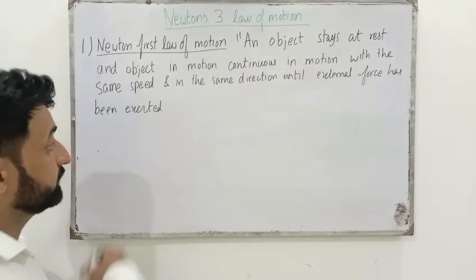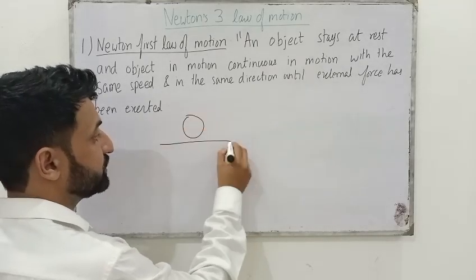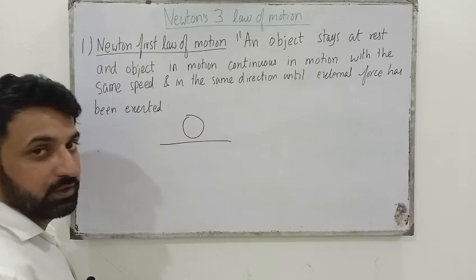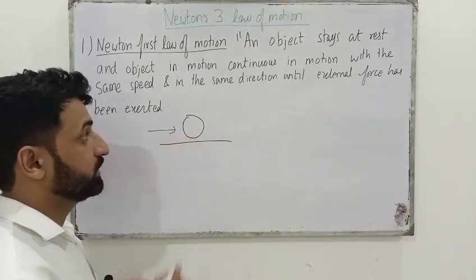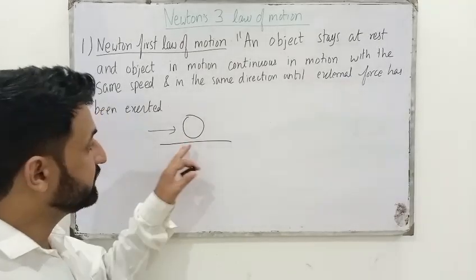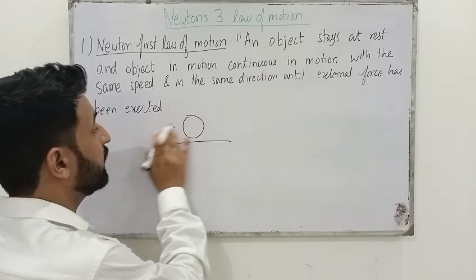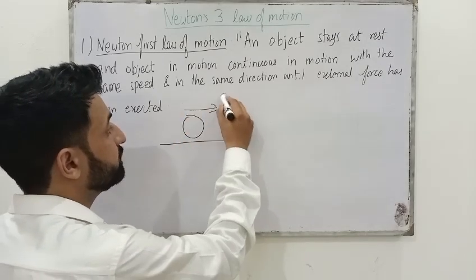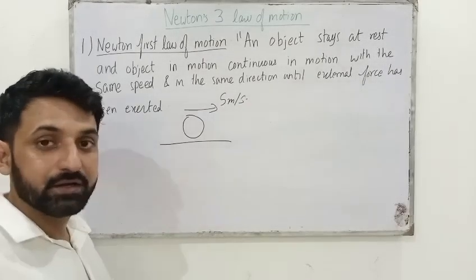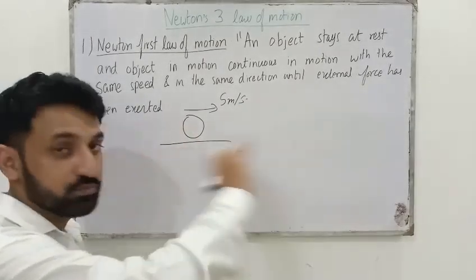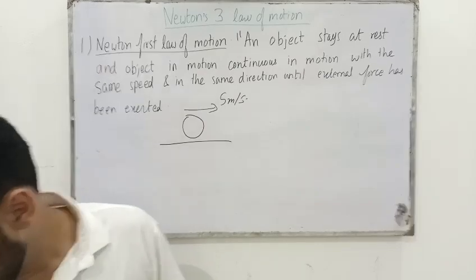For example, if there is a ball which is stationary on the ground, and you don't push that ball or apply any force, it won't move. It will remain in a stationary position. If the ball is moving at 5 meters per second and there is no external force, in the ideal case it will remain moving until an external force is applied.